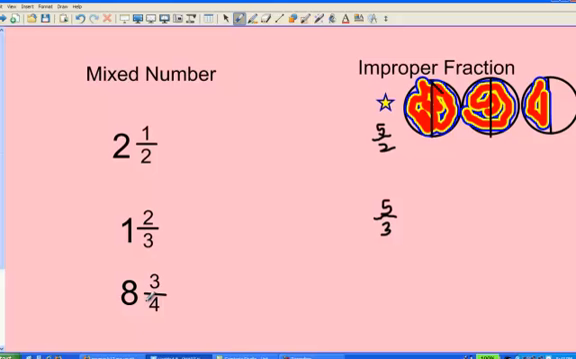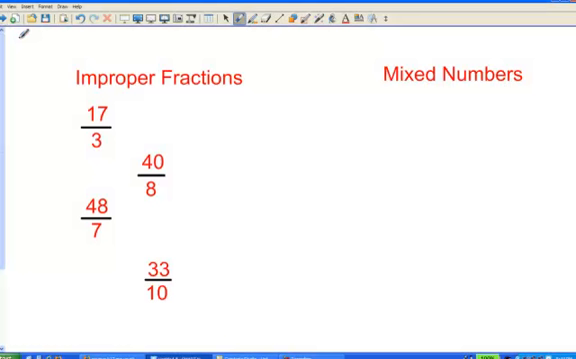8 and 3/4. I multiply the big number, 8, times the denominator, 4, which is 32. 8 times 4 is 32. And add the numerator. That is 32 plus 3 is 35. So I put 35 over here, and my denominator stays the same. It's going to be 4. So I have 35 over 4. So that's how we make a mixed number into an improper fraction.